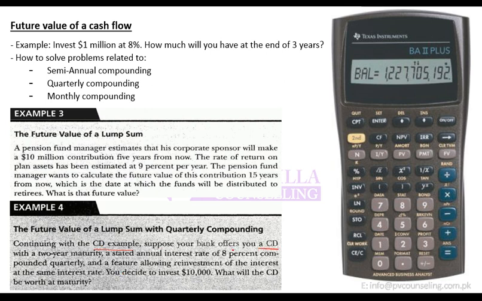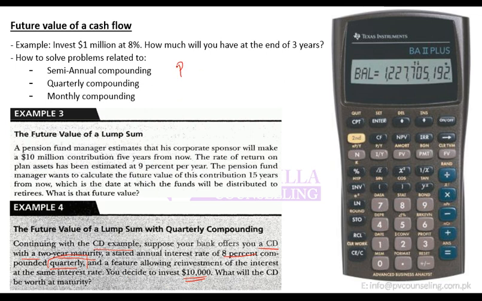Suppose your bank offers you a CD with a 2-year maturity, a cash deposit instrument with a 2-year maturity. The stated annual interest rate is 8% compounded quarterly, and there is a feature allowing investment of the interest at the same interest rate. You decide to invest $10,000. What will the CD be worth at maturity?